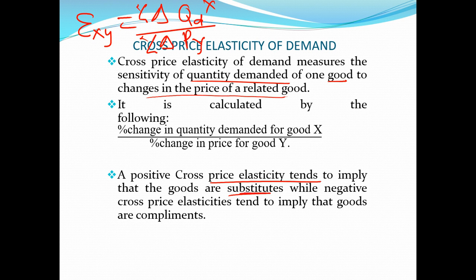So let's start with positive. Positive means that you increase the price of good X, and quantity demanded of good Y increases, which means that these two can be substituted. The increase in the price of good X will force people to stop buying good X, and therefore they'll go for its close substitute, good Y, and demand more of good Y. That is for substitutes.